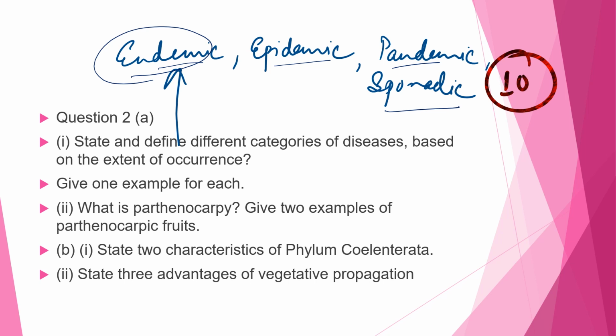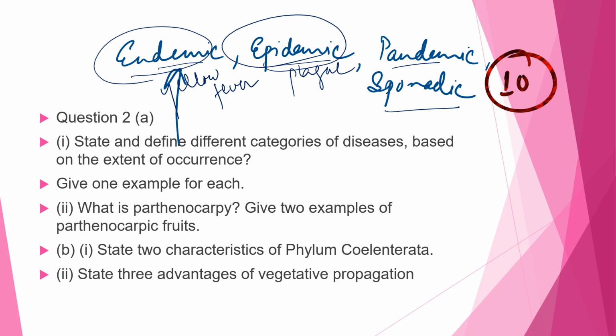Now when the disease spreads from place to place followed by an outbreak and attacks a large population at the same time, it is known as epidemic. So plague and all, it's an epidemic. So for endemic you can give an example of yellow fever, okay?